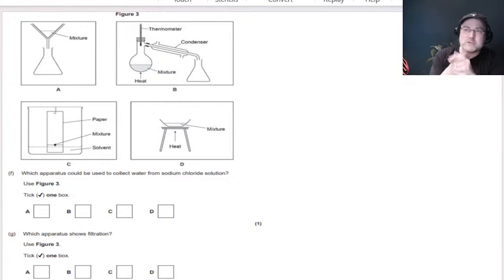Here we go. Let's do this question that will test you a little bit on that. Which apparatus could be used to collect water from the sodium chloride solution? Which apparatus shows filtration?